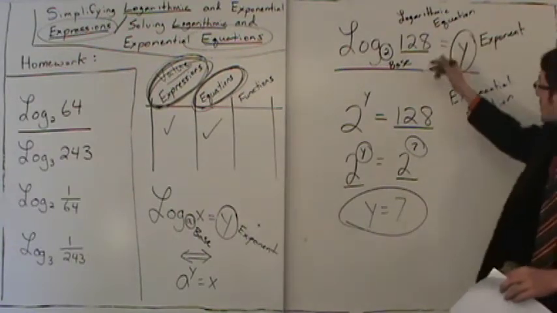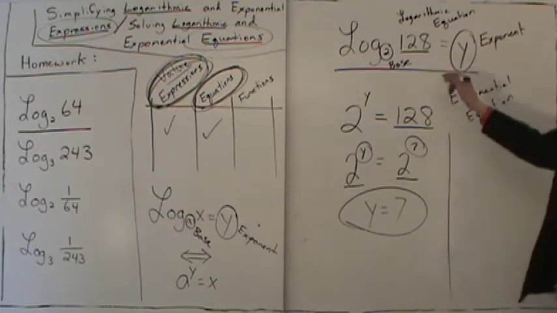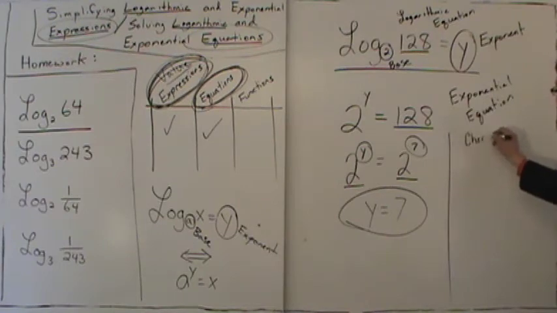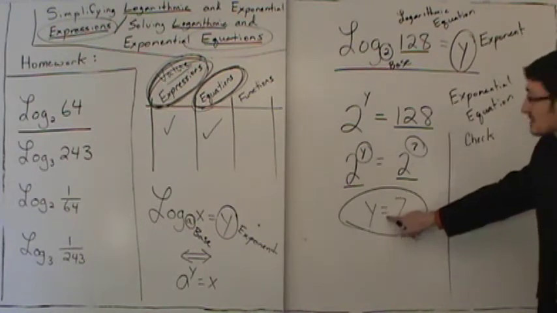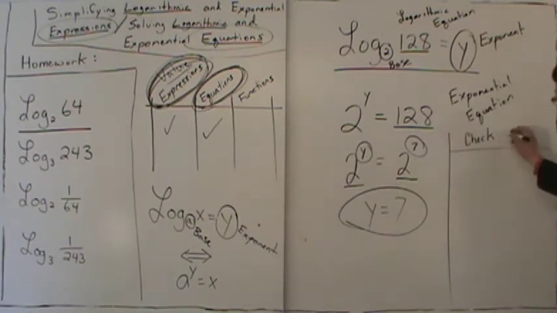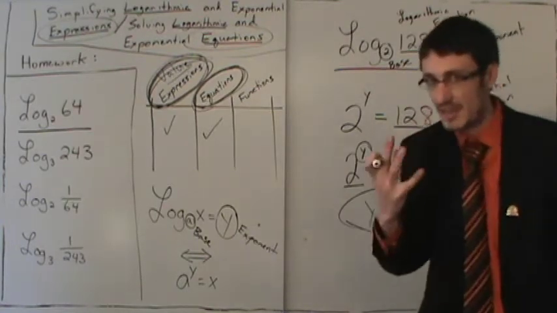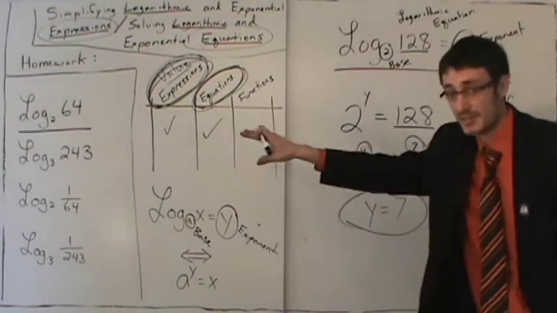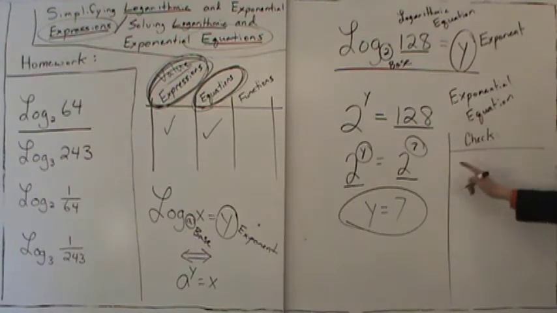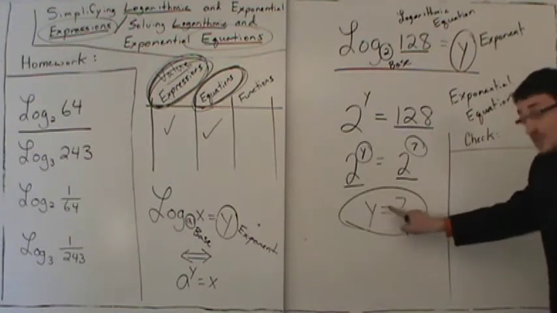Rewrite this as a log to check our answer. Let's check our answer. We say that the answer is 7. So we're now going to rewrite this. Just bear with me. If you're struggling to understand this, the first example, I think you'll get it after example 2 or 3. But to check our answer, we say that the answer is y equals 7.